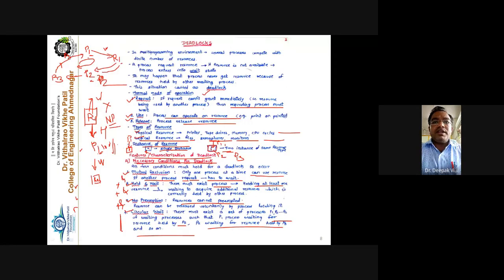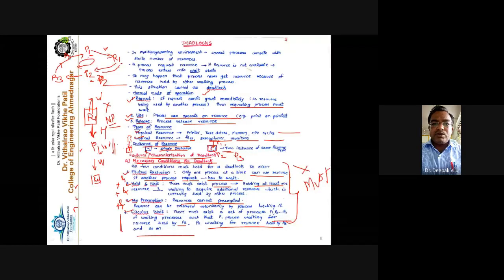So for deadlock, all these four conditions must be there. All four conditions are a must. Then and only then does the system enter the deadlock state. If the operating system is able to avoid or prevent even one of the conditions, then the system will not enter the deadlock state. These four are the necessary and sufficient conditions for deadlock to occur.